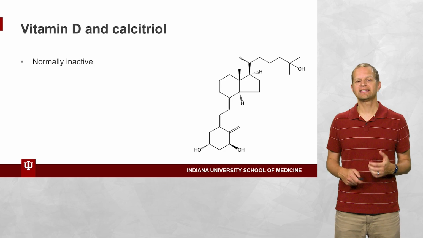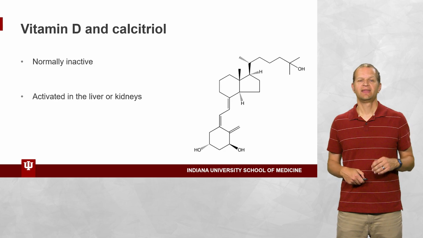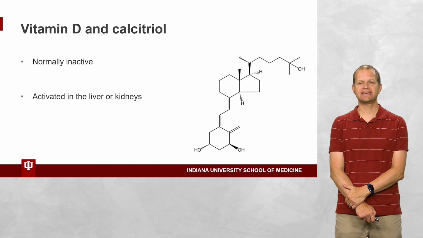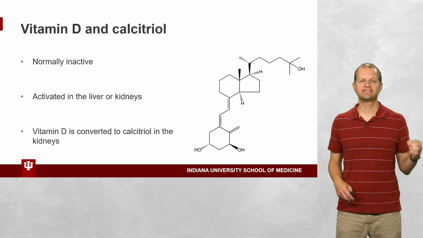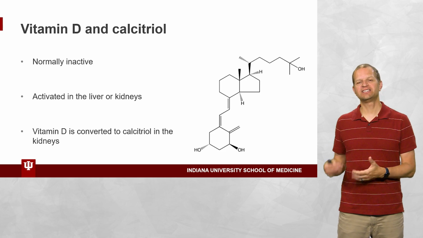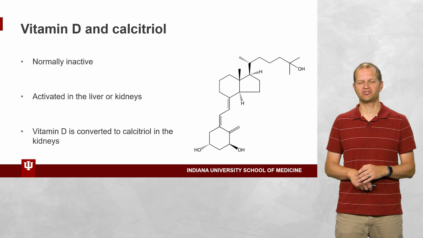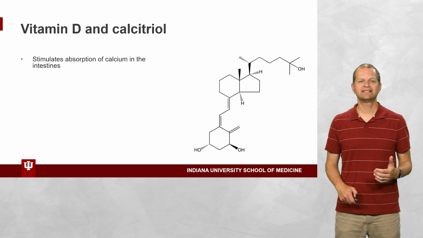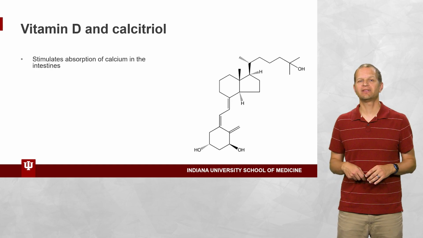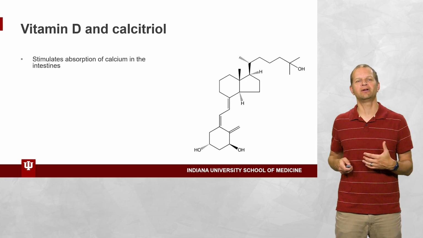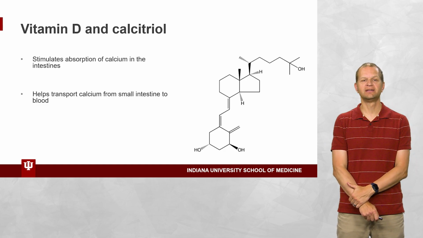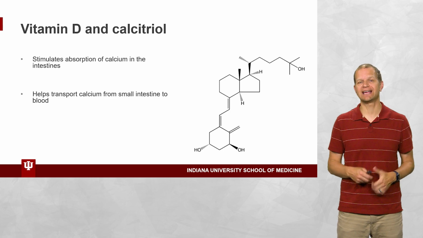Normally, these are inactive. However, once they get to the liver or the kidneys, these compounds become active. So basically what happens, vitamin D is inactive, but it reaches the kidneys and it's converted to calcitriol. So what does calcitriol do? It stimulates the absorption of calcium in the intestine. So basically we're taking calcium and ultimately getting it into the bloodstream, where we can use that calcium.